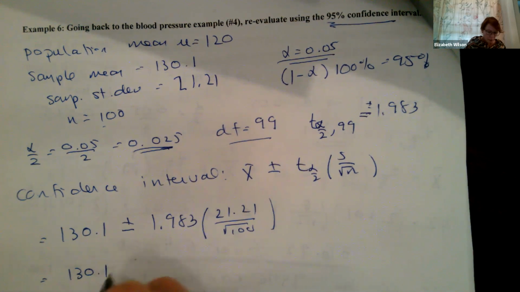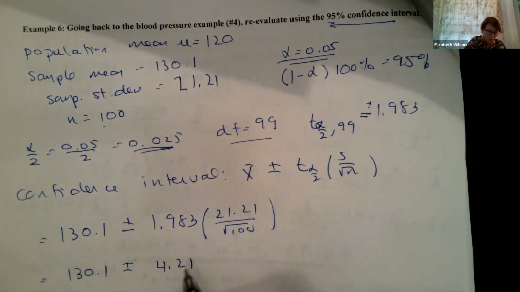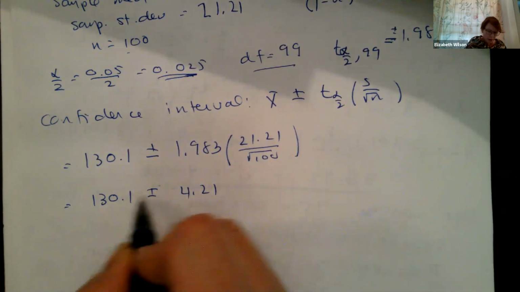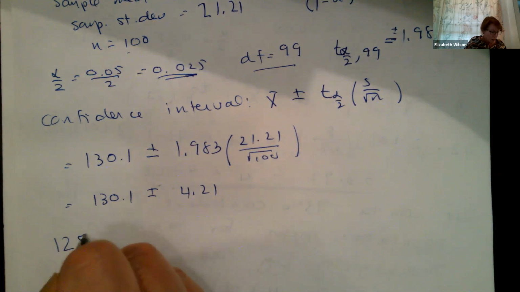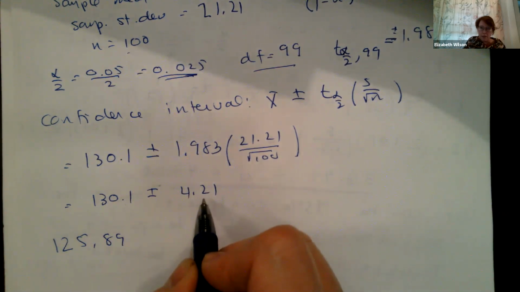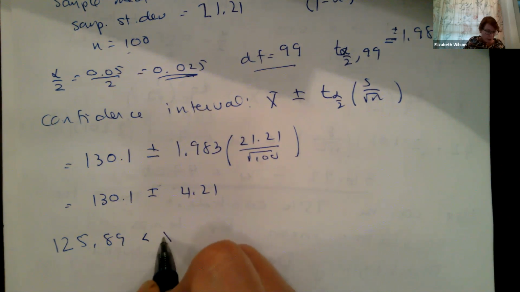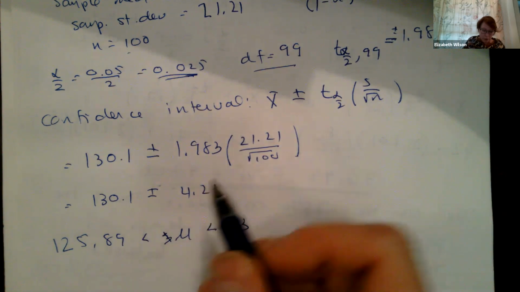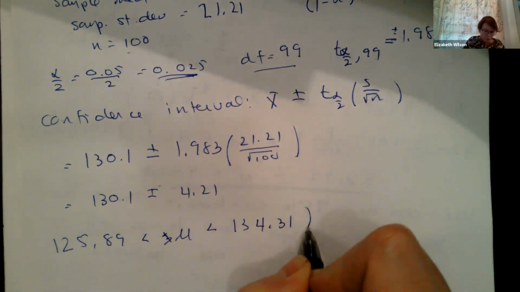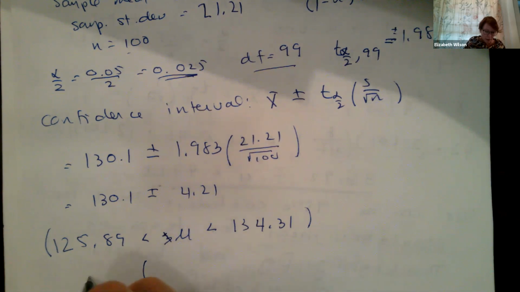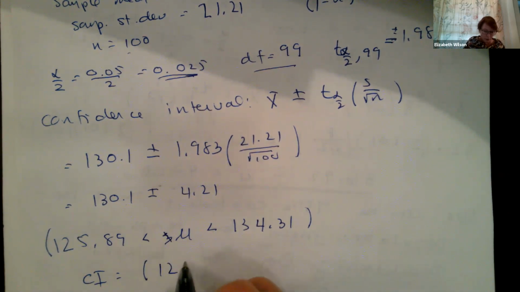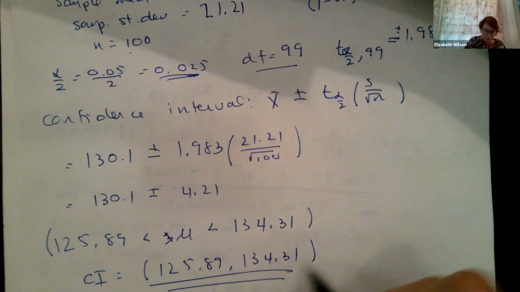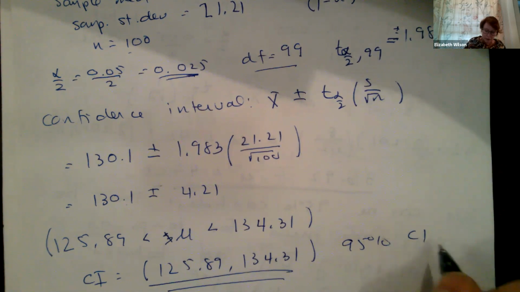So I'm going to add this up. This is 130.1 plus or minus 4.21, which means that our confidence interval, I can write it like this. If I do this out, 130.1 minus 4.21 is 125.89, less than my mean, which is less than 130.1 plus 4.21, which is 134.31. Which means I can say that my confidence interval is equal to 125.89 to 134.31. This is my 95% confidence interval.